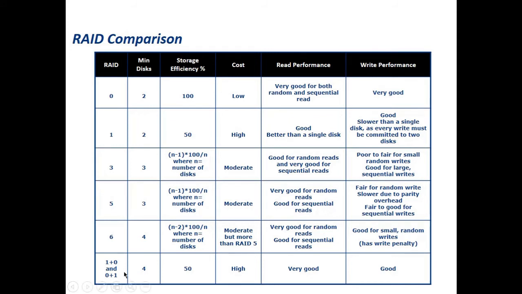Now, if we are talking about nested RAID, that is RAID 10 and RAID 01 implementation, the minimum number of disks that needs to be considered is 4. We need a minimum of 4 disks to implement this nested RAID, either RAID 10 or RAID 01. Storage efficiency is 50%. Since both these use mirroring, the storage efficiency is decreased to 50%. Cost of implementation is very high. Read performance is very good, write performance is good. Okay, that is a brief comparison of all the RAID levels that we have just discussed.